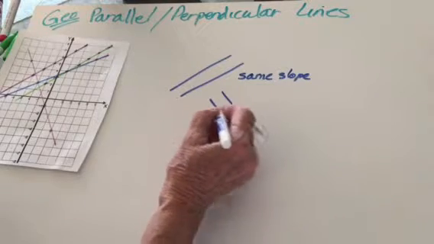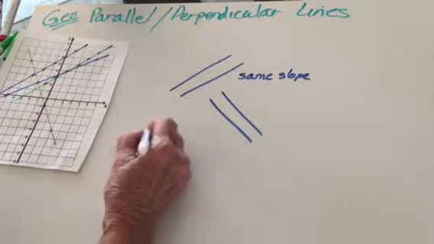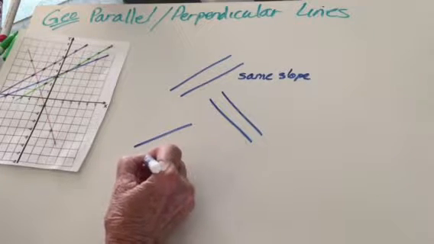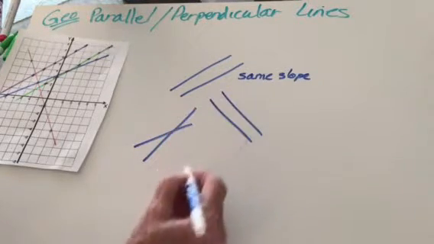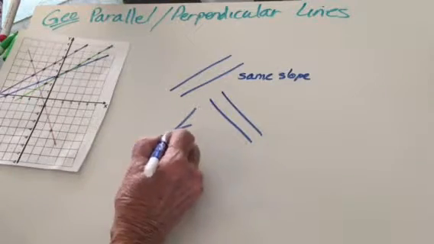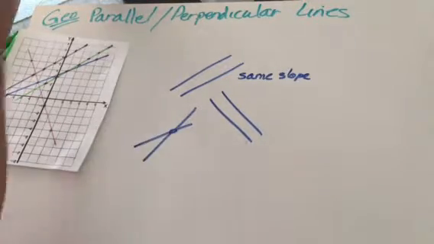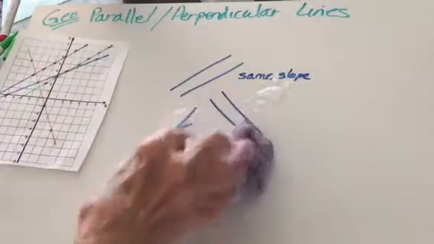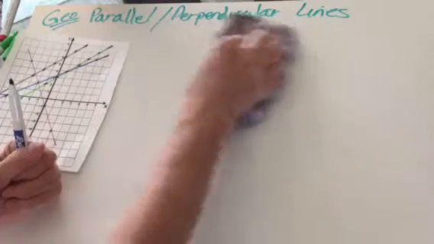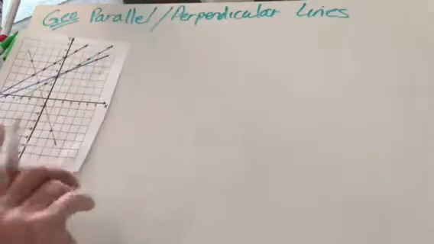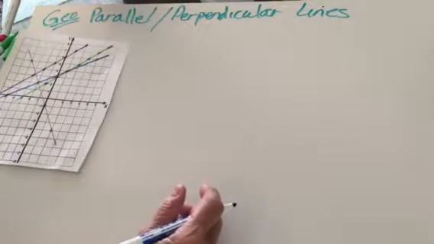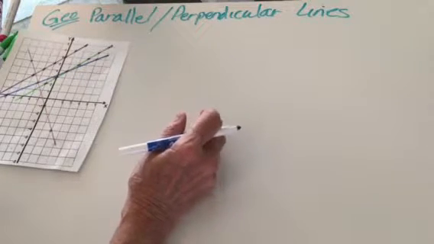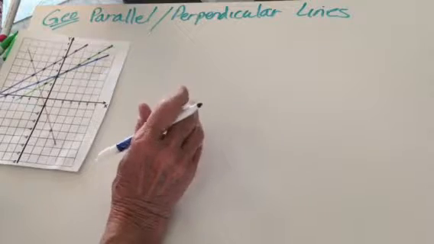If I had a line like this, let's say, and another line that went really steep, well, you can see that it would cross it right here and it's not parallel. So in order for the lines to be parallel, they have to have the same slope. And you should write that down in your notes: in order for the lines to be parallel, they have to have the same slope.